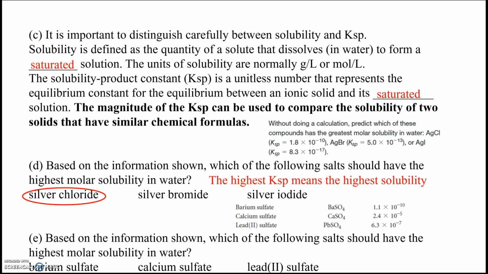Now in the next question, I've got three unlike components: barium sulfate, calcium sulfate, and lead 2 sulfate. And we want to know which one of these should have the highest molar solubility. Well, when I look at this, it should be calcium sulfate because, again, it has the highest KSP. They either have a common anion or they have a common cation.